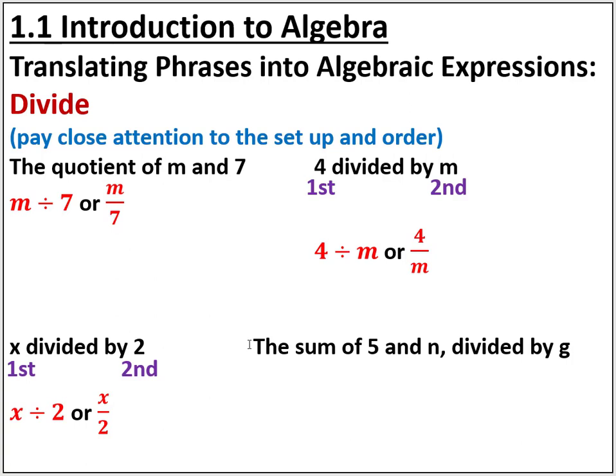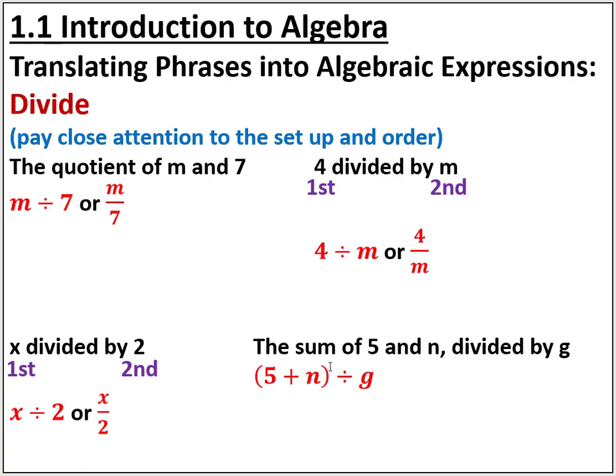So the next example says, the sum of 5 and n, divided by g. What I want you to pay close attention to is that since it's the sum of 5 and n, that means the 5 and the n go together. Then here you see there's a comma introducing a second operation, which is divided by g. So let's take a look at the first operation, the sum. It says the sum of 5 and n, so we're simply going to write 5 plus n.